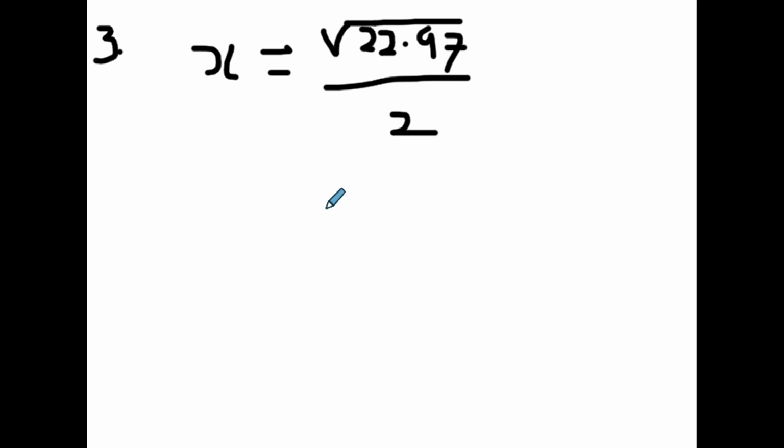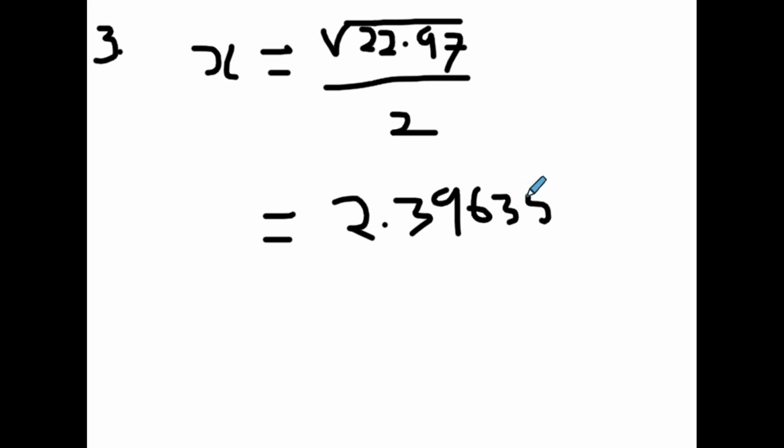So if we do this, we have what? 2.3 9 6 3 5.